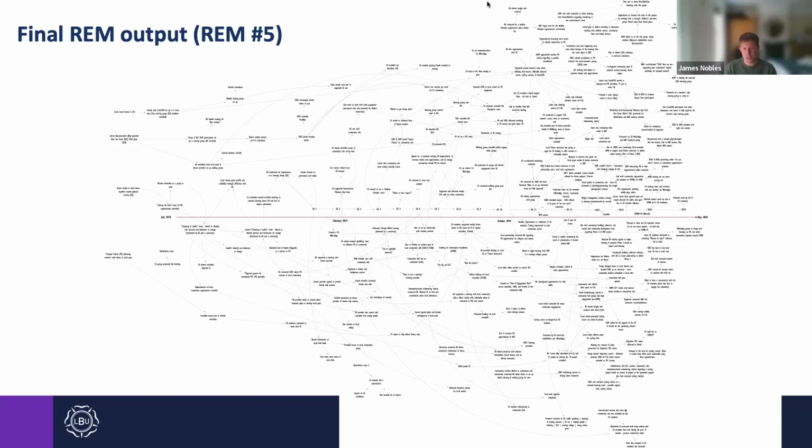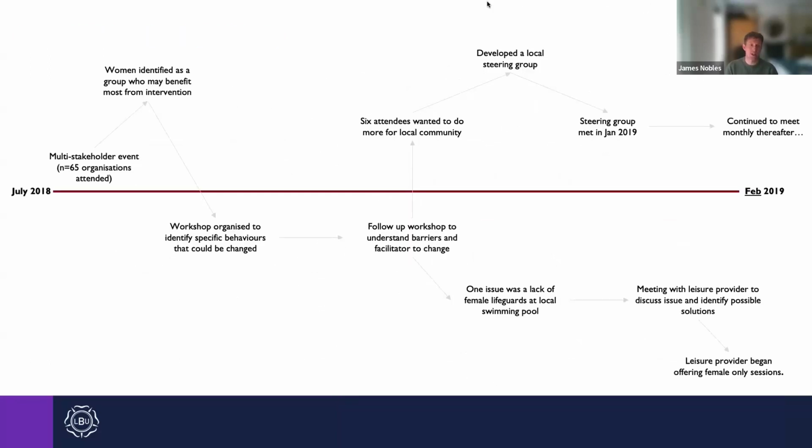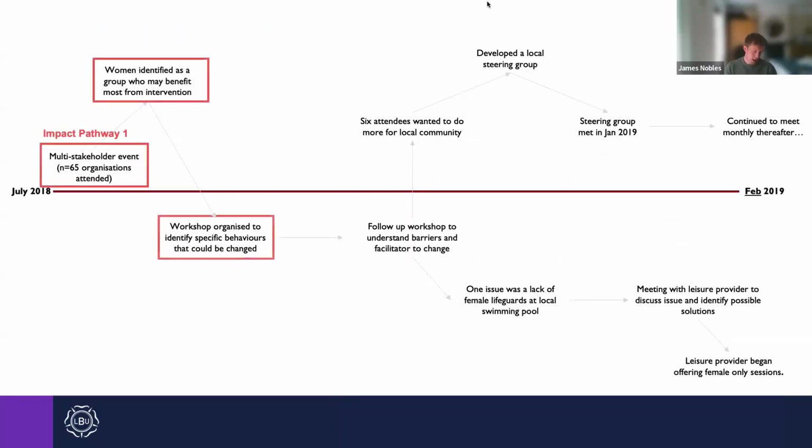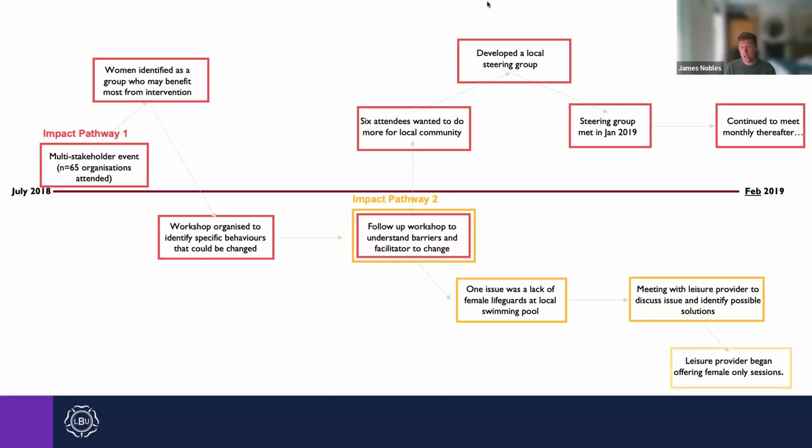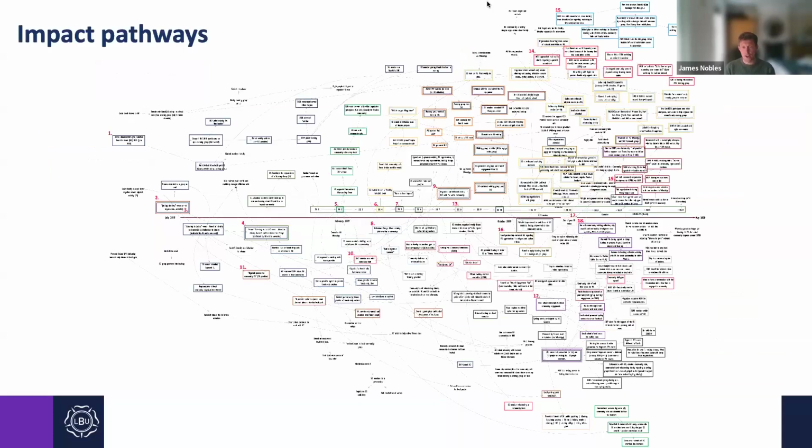But what we did then in order to make sense of this is we identified something called impact pathways. Going back to this really simple example, there are 2 of these. These pathways are really helpful to try and better understand and analyze the data that's held within these REM outputs.